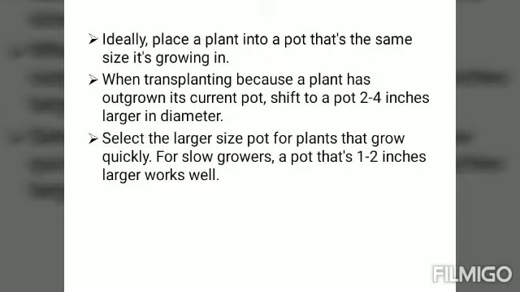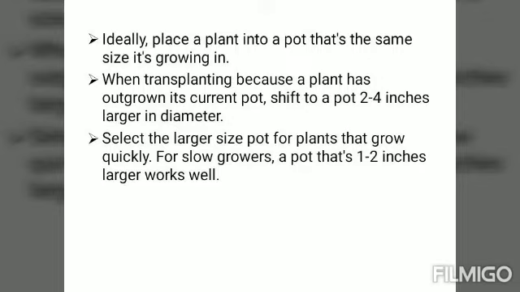And when transplanting, because a plant has outgrown its current pot, sometimes even the pot starts cracking, okay, it starts cracking because of the outgrowth of the root, so that's why you have to shift it to another pot, okay, and here it's mentioned 2 to 4 inches larger in diameter. Select the larger size pot for plants that grow quickly.